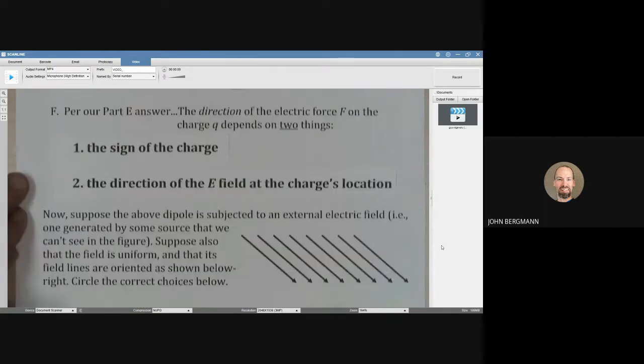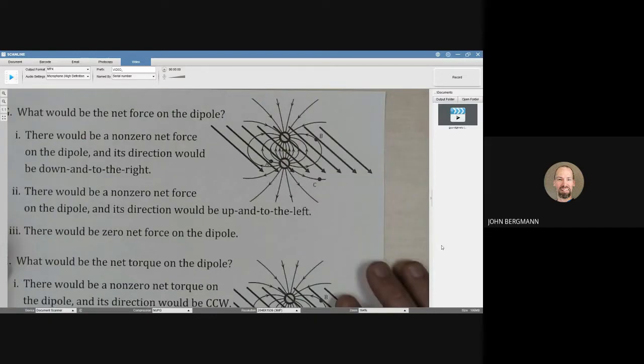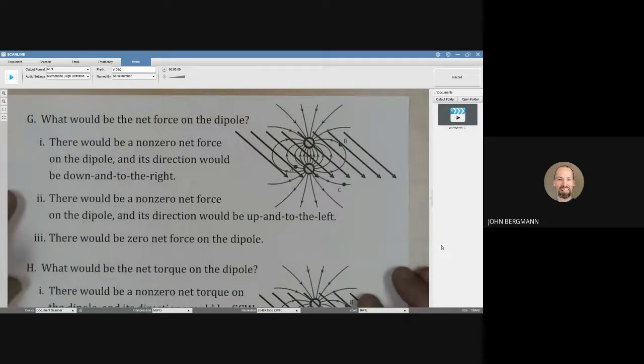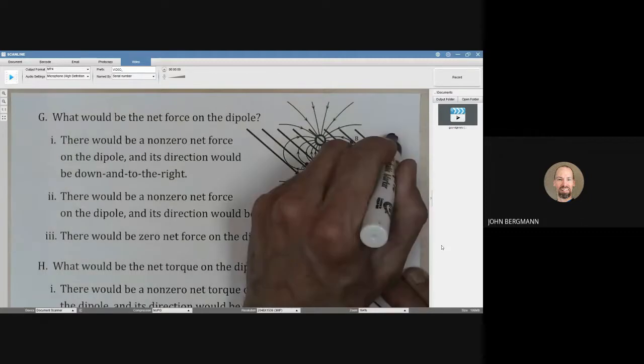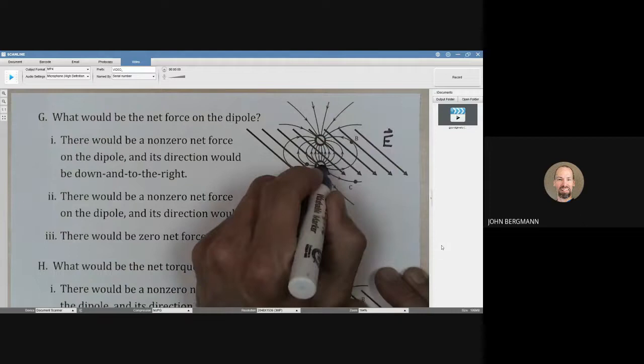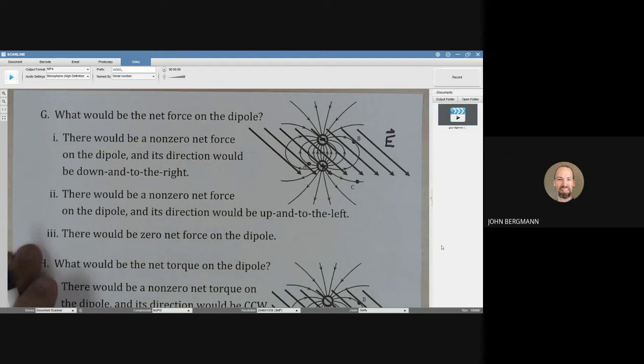Now, suppose the dipole that we've been working with is subjected to an external electric field, that is one generated by some source that we can't see. Suppose also that the field is uniform and that its field lines are oriented as shown here. What are the correct choices? So now we're going to take our dipole that we have been working with, and we're going to put it in this uniform external electric field, which perhaps I'll just label as E. We remember that the positive charge was on the bottom and the negative charge was on top. What would the net force be on this dipole?